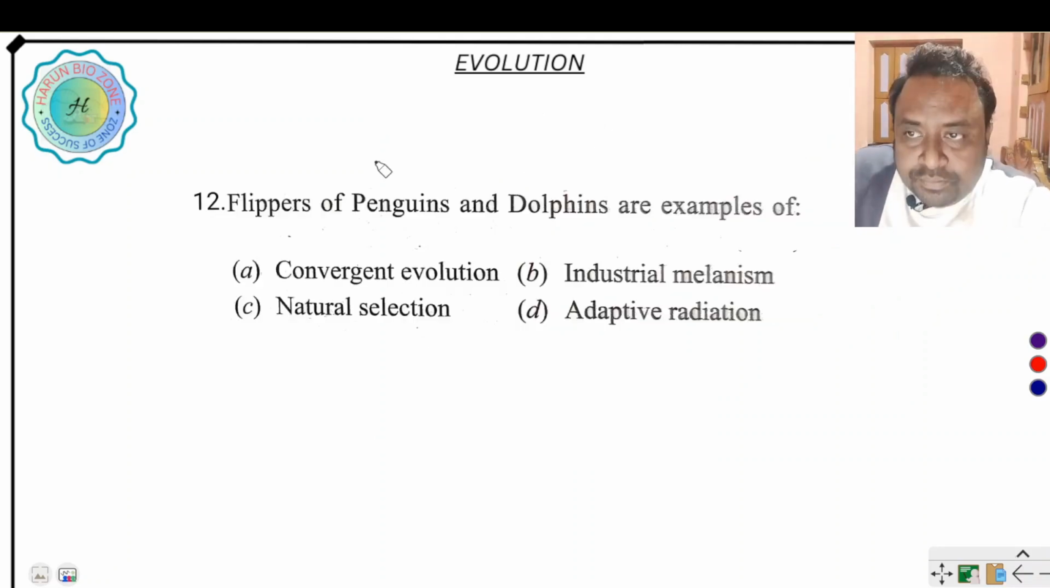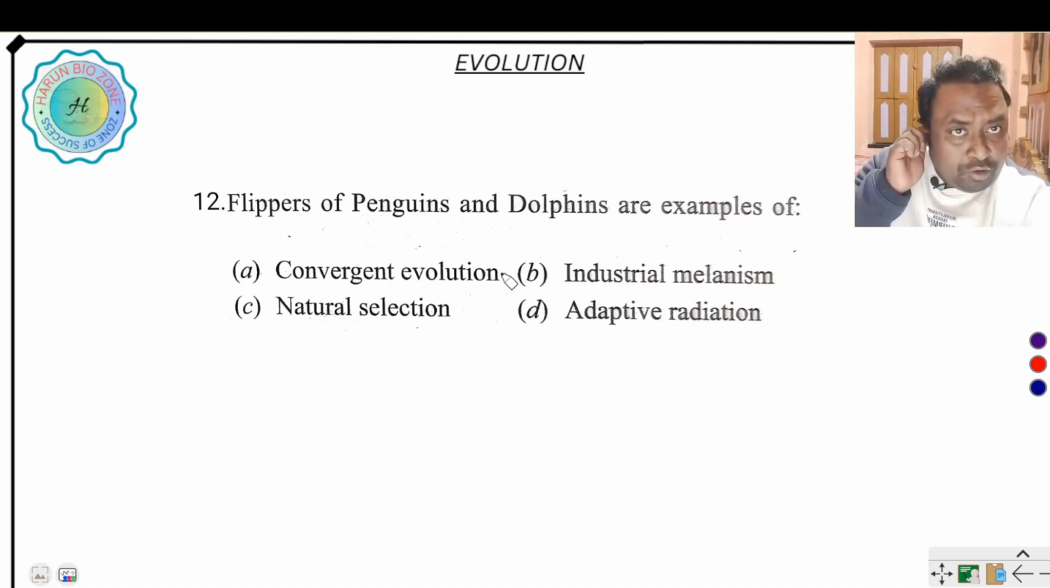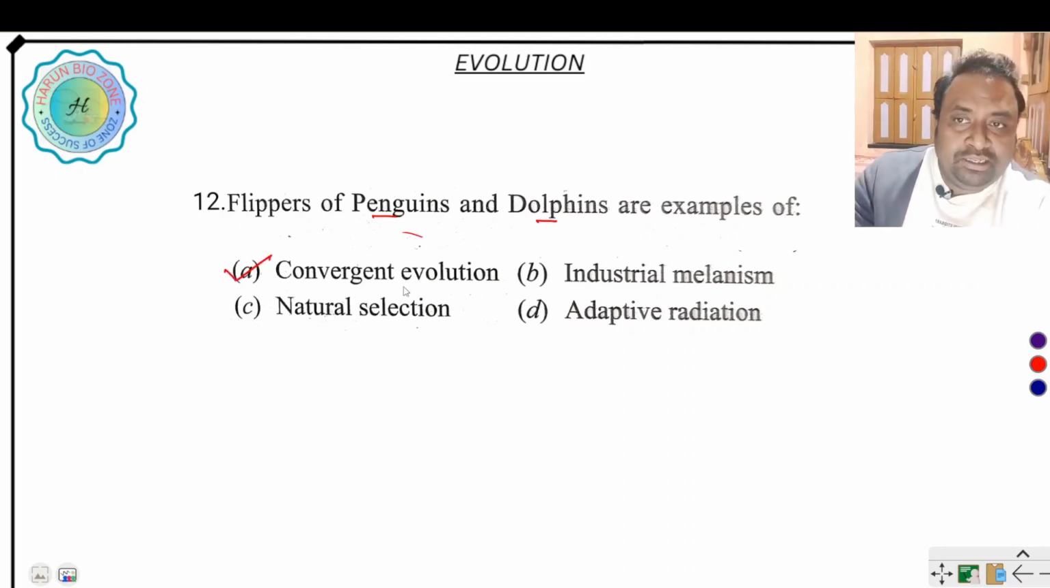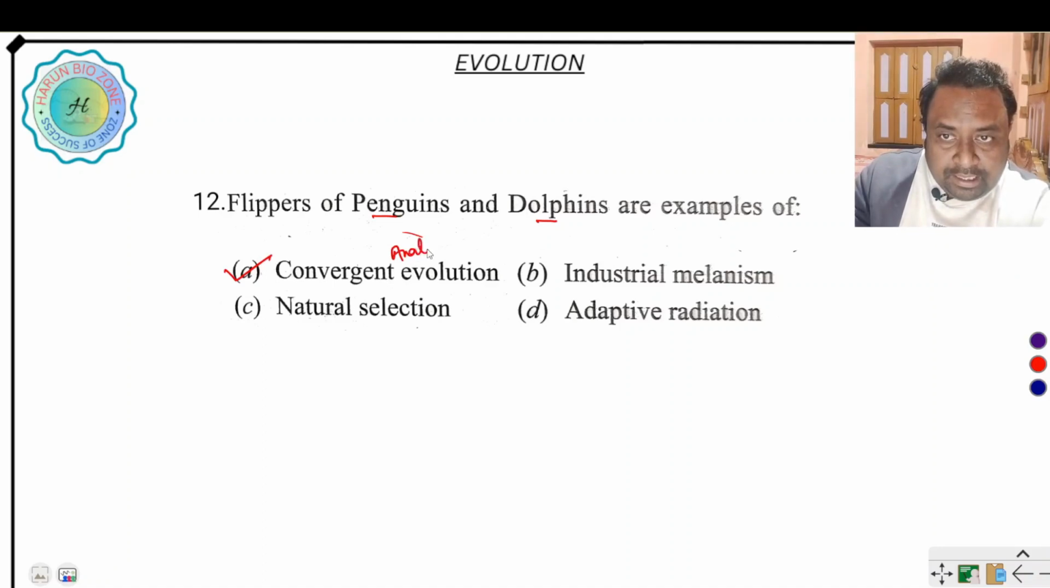Next question. Flippers of penguins and dolphins are examples of what? The flippers of penguins and dolphins are functionally the same but anatomically different. That means they are convergent evolution. They are analogous organs.